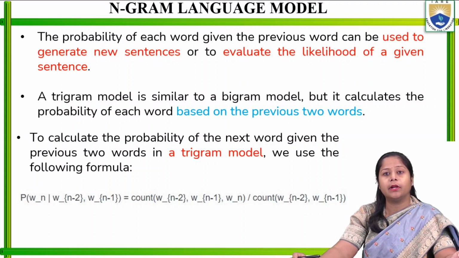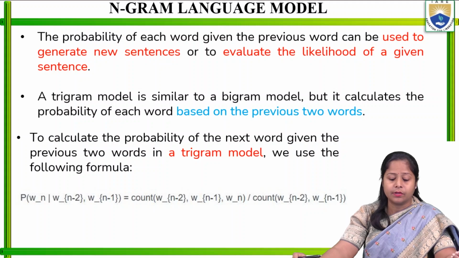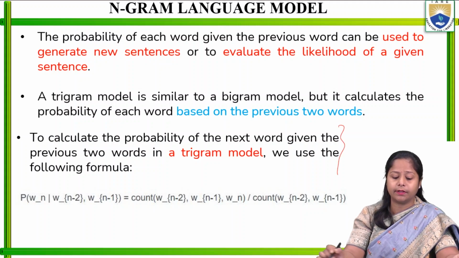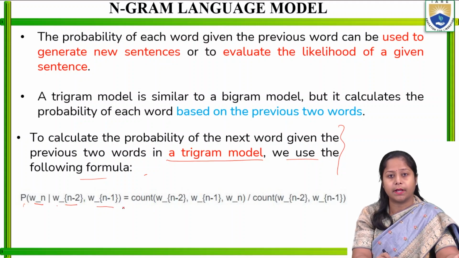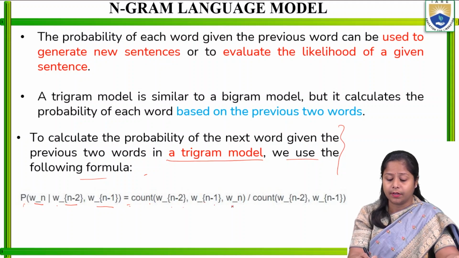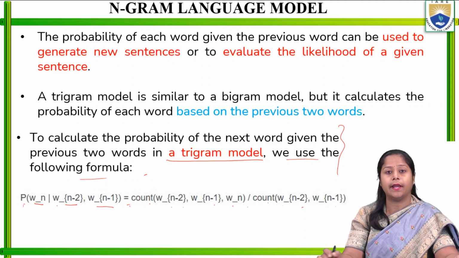The trigram model is similar to the bigram model, but it calculates the probability of each word based on the previous two words. Let's see how we will do it. To calculate the probability of the next word given the previous two words in a trigram model, we use the following formula: the probability of Wn given Wn minus 2 and Wn minus 1 is equal to the count of Wn minus 2 comma Wn minus 1 comma Wn, divided by the count of Wn minus 2 comma Wn minus 1.